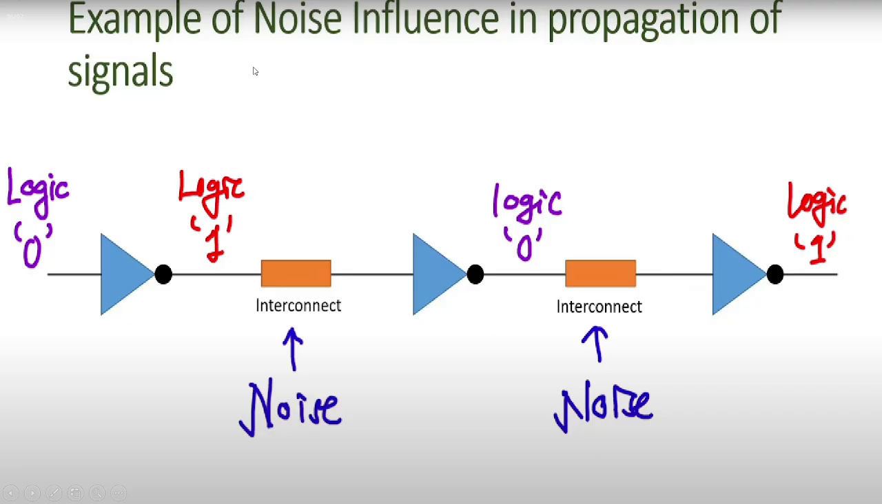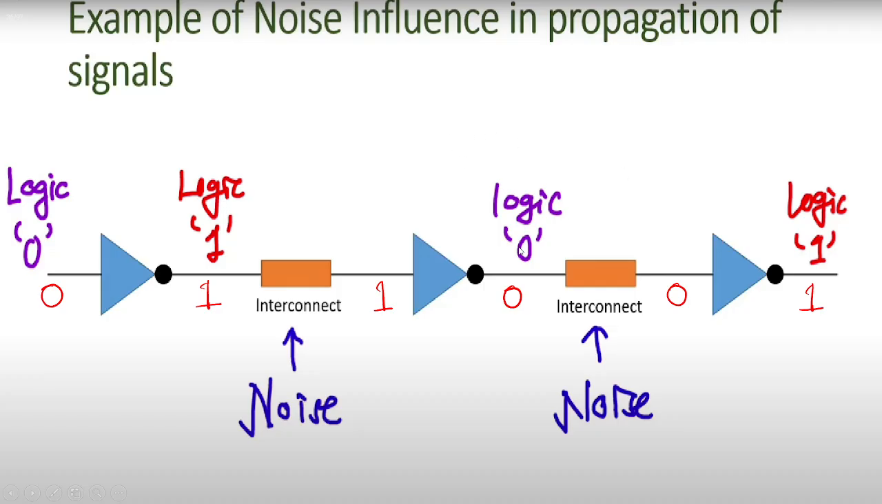An example of noise margin: suppose three inverters are there. If you pass logic 0, you get logic 1. There will be some interconnect, and this is nothing but noise. Here you are getting 1 and here you are getting 0. Again one more interconnect, and here you get 0 and here you get 1. Like this, so many interconnects are there within an IC. So in order to get less noise, the noise margin should be more in our IC.